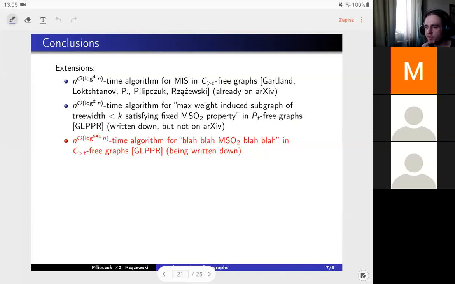But there's some question now, and it's being written down, so I'm quite confident to put it here because we are already advanced in writing it down. It should appear on arXiv within two or three weeks, I would say, unless something breaks down, and then I will apologize a lot.